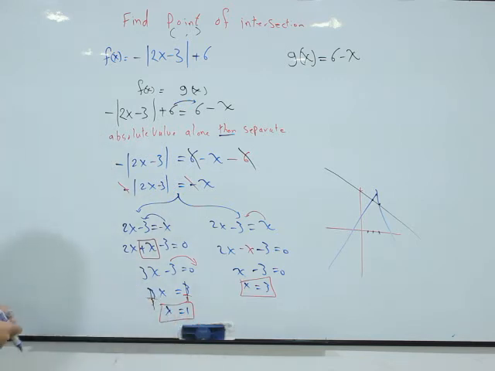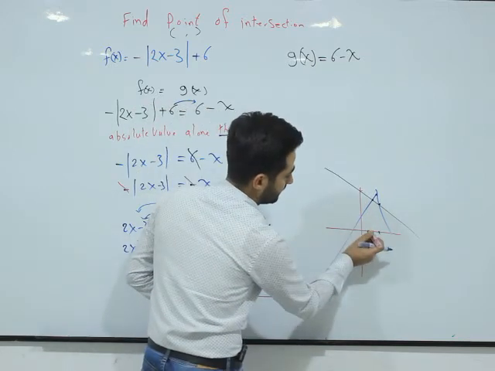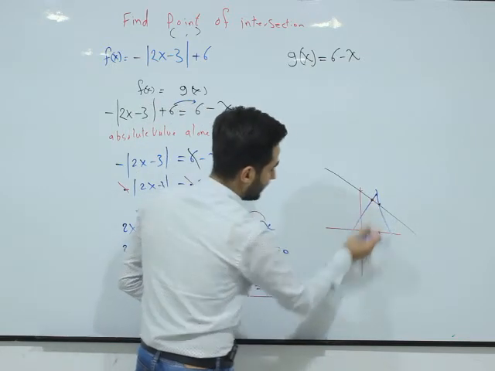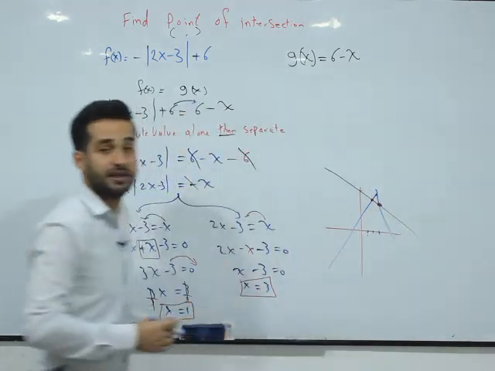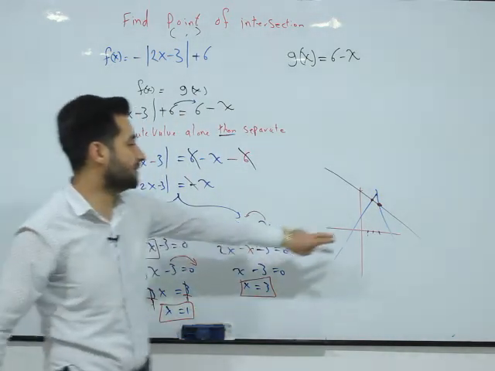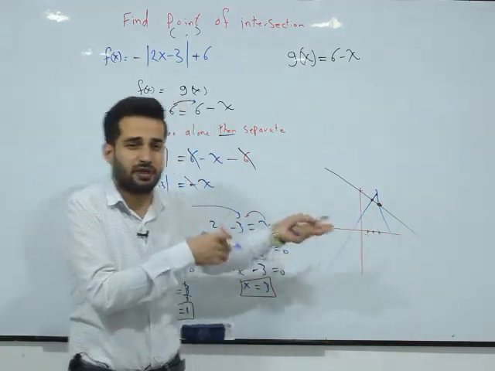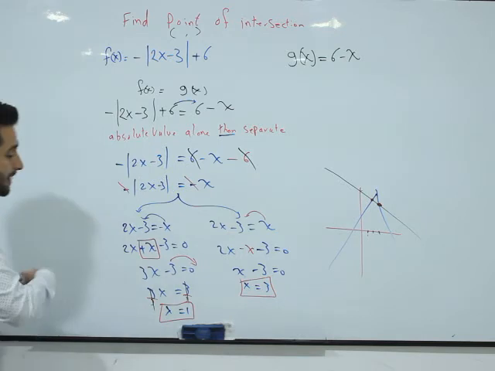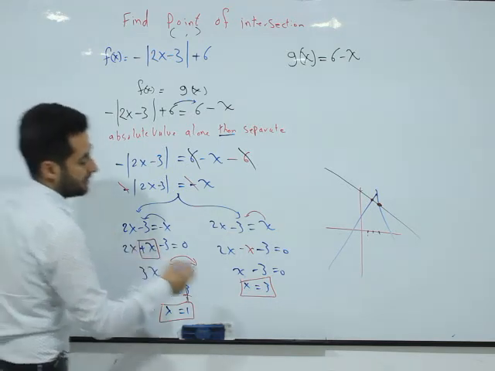Now, how many values do we have? We have two values. One of them is 1. Look, we have 1 here. And the other one is 3. Look, exactly we found it, okay? We found it mentally, but we were not sure about the graph because we did it mentally. Now we need the points. It means we have to find the x and y.